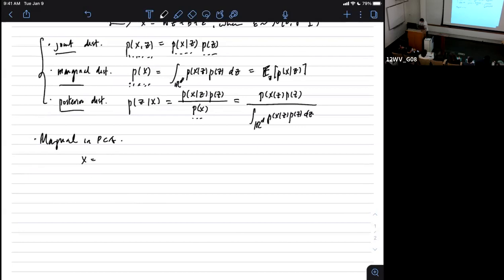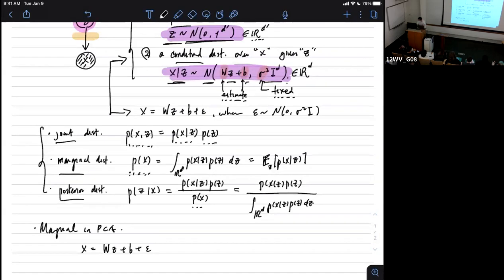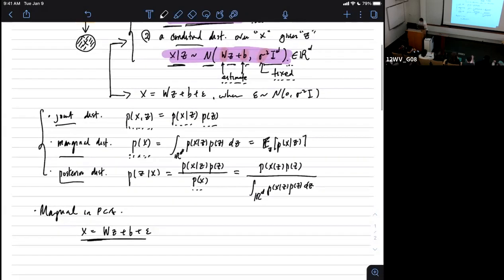So we said that we could write x as w times z plus b plus epsilon. This is identical to saying that our conditional looks like this. So our conditional is Gaussian with the mean w times z plus b, and covariance sigma square. This is equivalent to saying that x equals w times z plus b plus epsilon, where epsilon is a centered, so zero mean, Gaussian distribution with the same covariance matrix. So we're going to just stick to this one and then see what happens.